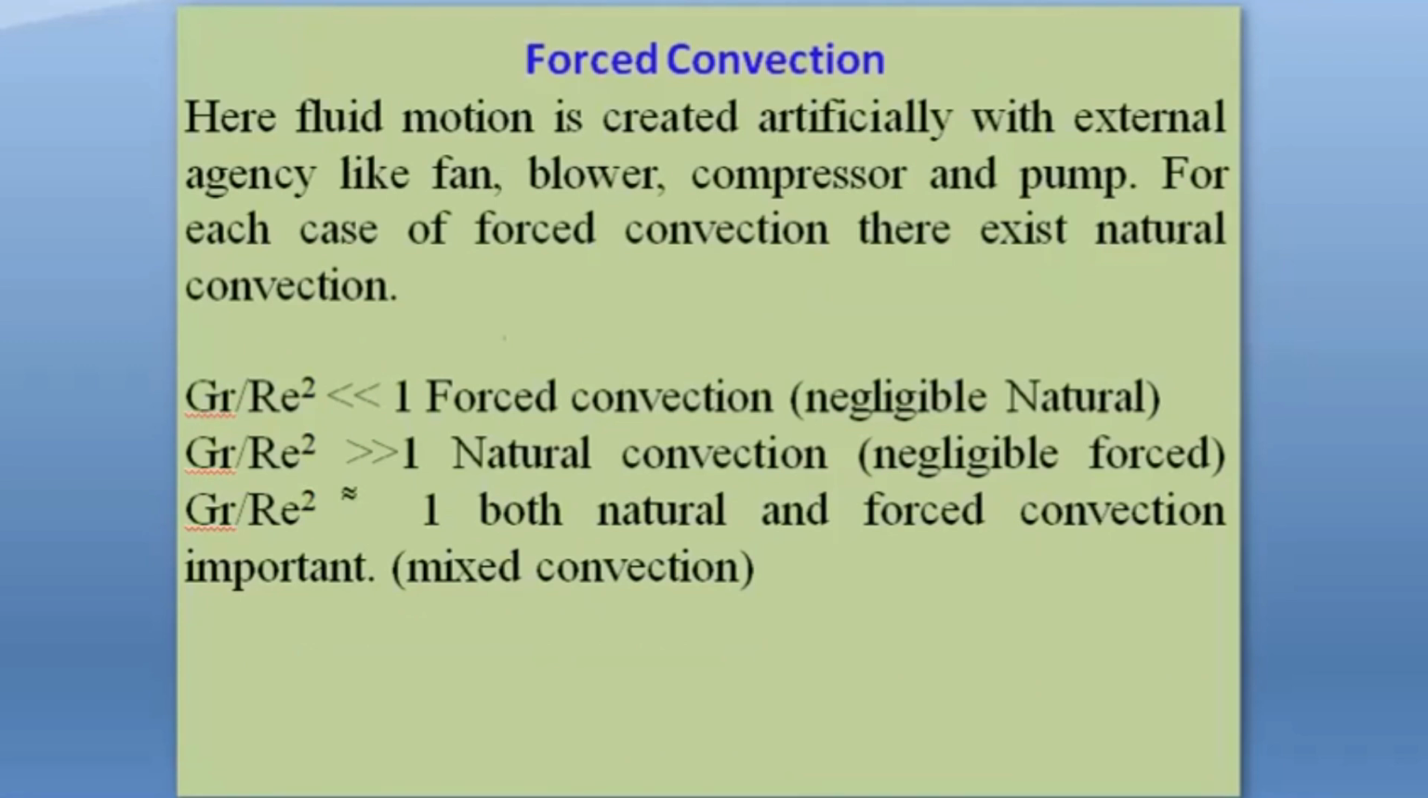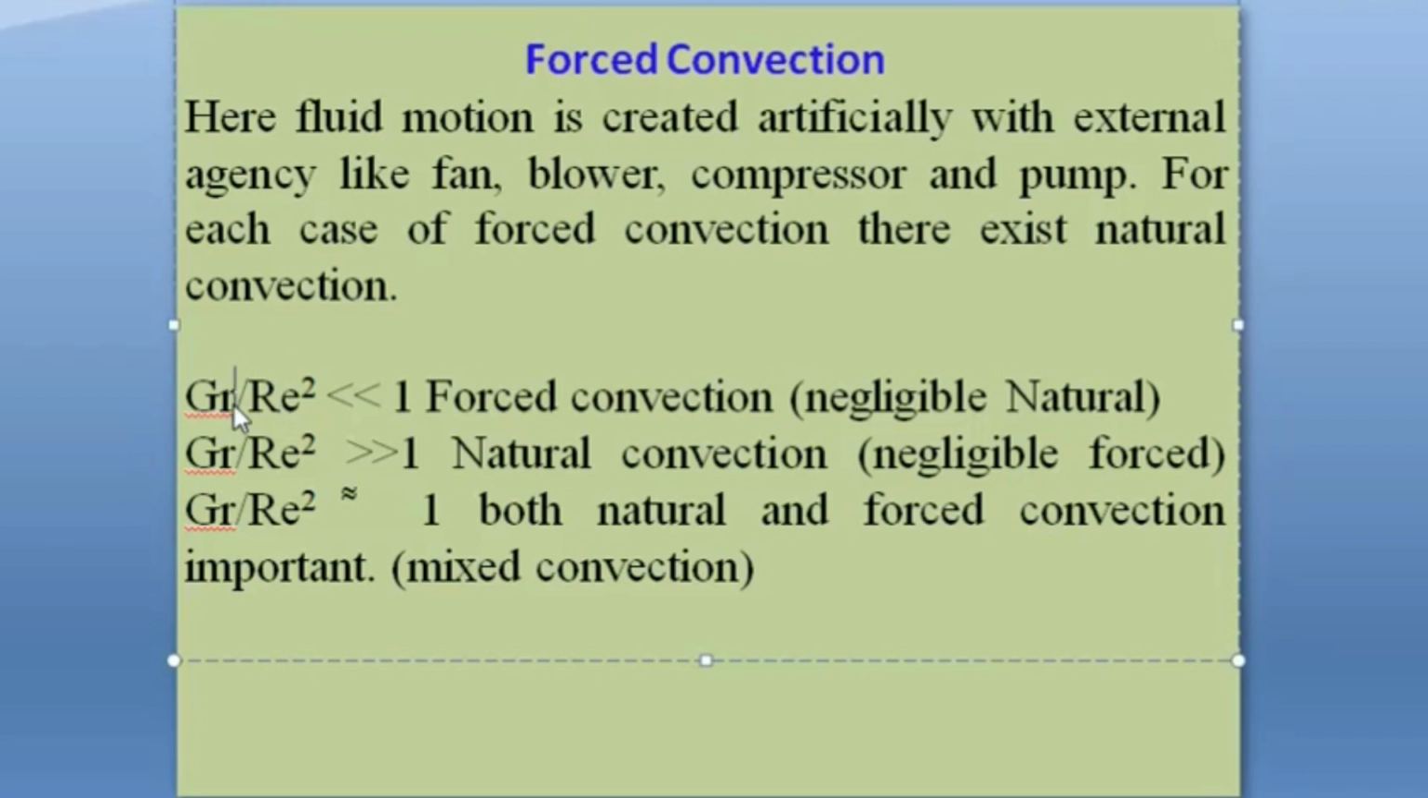Now, what basically we do is we use some correlation for calculation. So if it is natural convection, we use the correlation of natural convection. If it is forced convection, then we use the relation of forced convection. But what happens? There may be a mix of both. Okay. So how do we decide which equation to consider? We decide based on the ratio of Gr, that is the Grashof number, divided by Reynolds square.